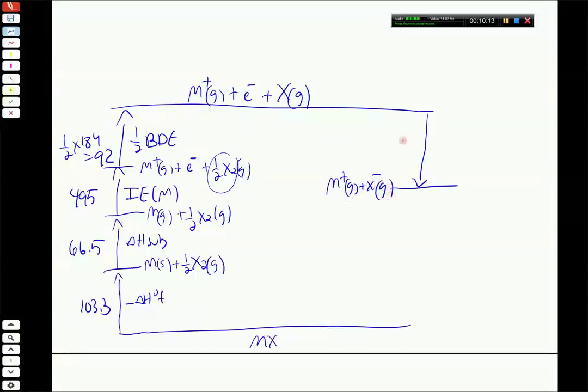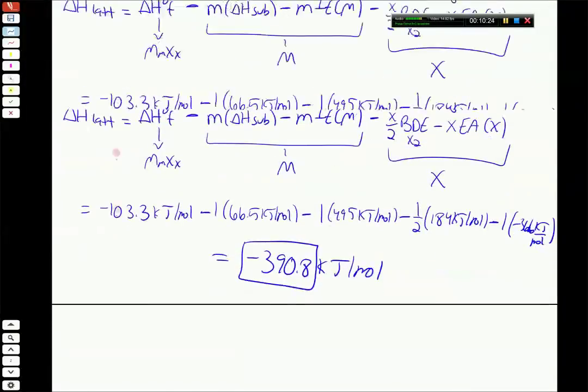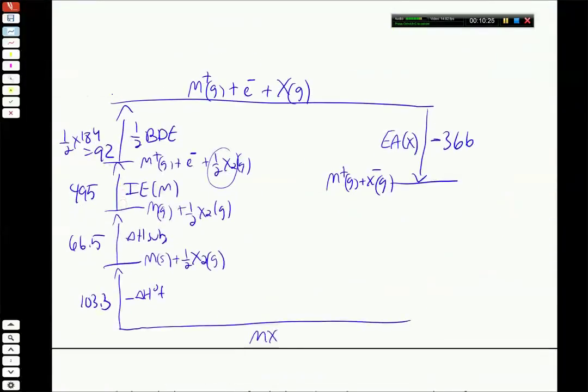That's what we refer to as the electron affinity of X, which in this case is minus 366 kilojoules per mole. Hopefully that's the number, if we have that right. And then finally the last step, which is what we're solving for, is combining the two ions, the gas phase metal cation and the gas phase nonmetal anion, to form our solid ionic compound MX. And this term here, which is our unknown, is our lattice enthalpy.